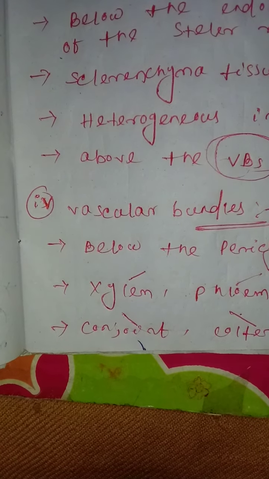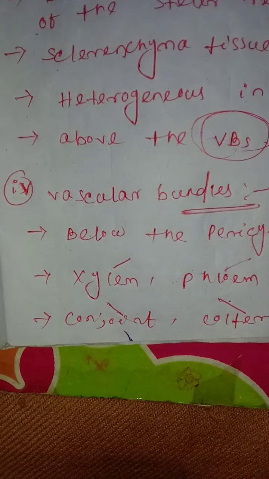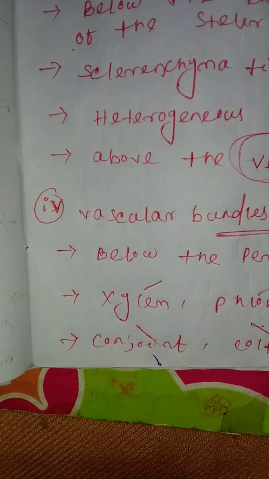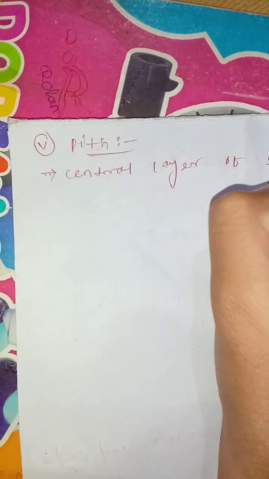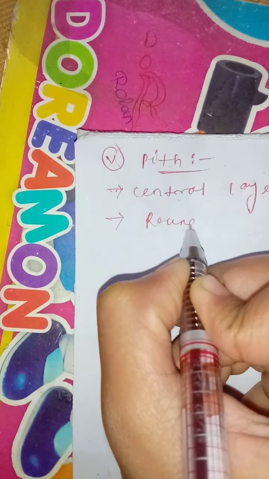Then the fifth point is pith. Pith is the last layer of anatomy of dicotyledon stem. So last layer is pith. Pith is the last layer or central layer of stem. Pith may be round shaped or polygonal shaped.